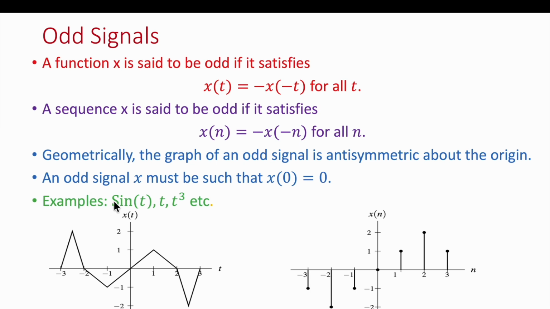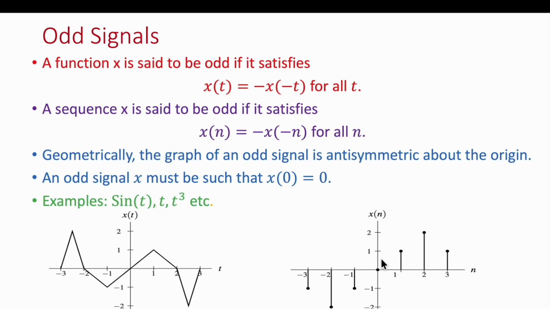And these are the examples: sine of t. If you take sine of minus t, it will be the reflected version. Sine of minus t is equal to minus sine t, so that means it is not equal to x of t. Similarly, if you take the odd powers of t, like t raised to the power 3, and you calculate the reflected version, minus t raised to the power 3 is equal to minus t raised to the power 3 with a negative sign. So these are examples of odd signals.